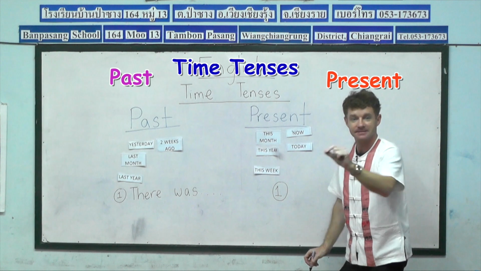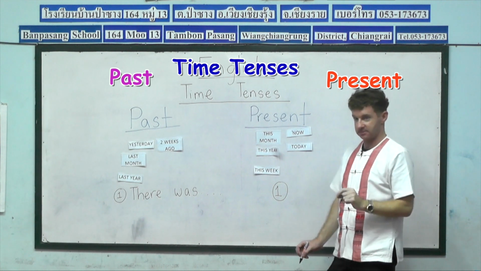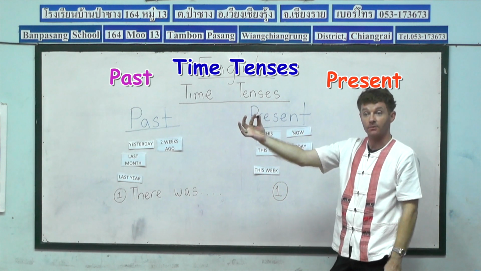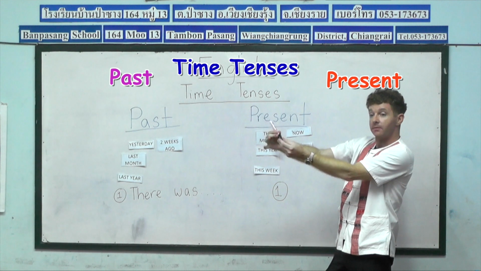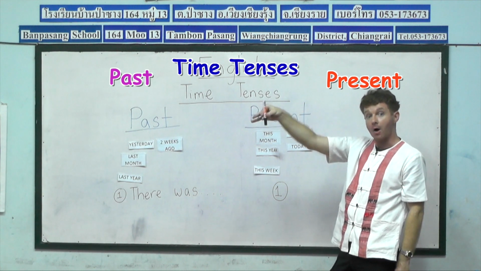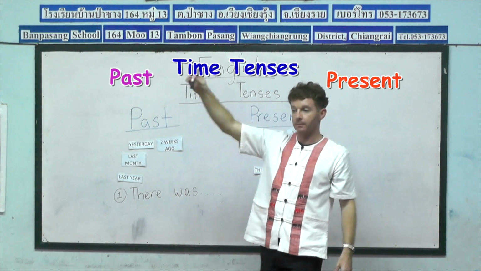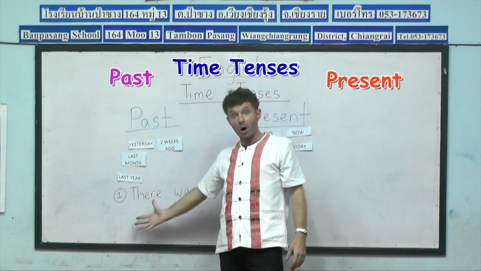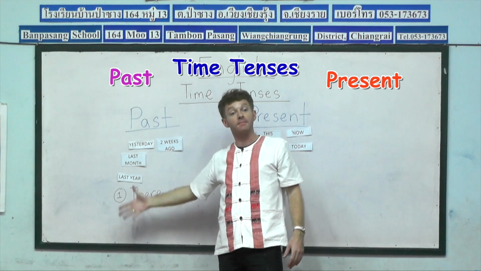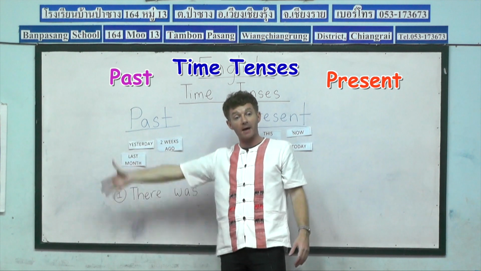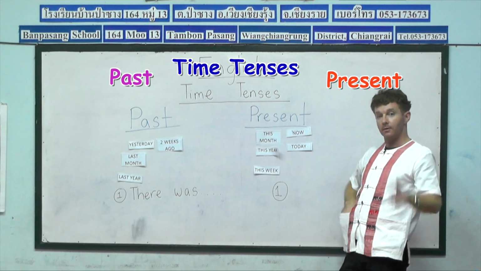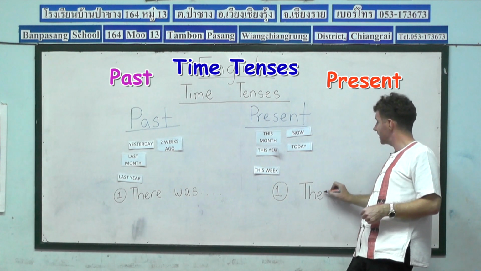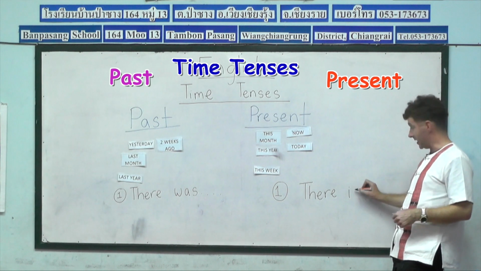There is. There is a marker in my hand. Okay? Is the marker in my hand now? Yes. There is a marker in my hand. But if I put it in my pocket, there was a marker in my hand. You see how we go from the past to the present? When we talk about one thing in the present, there is. I-S, excellent.